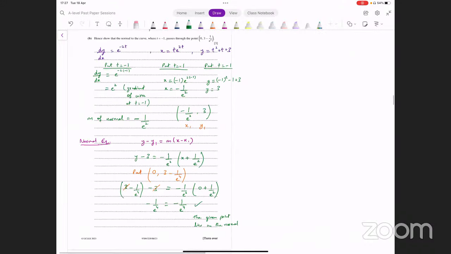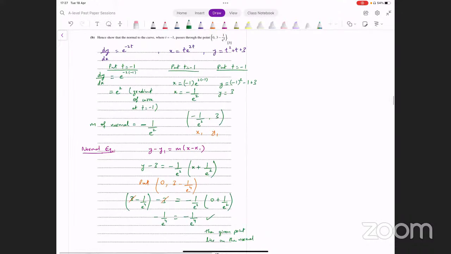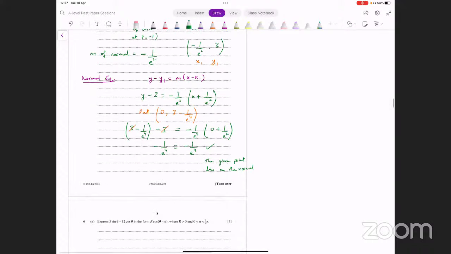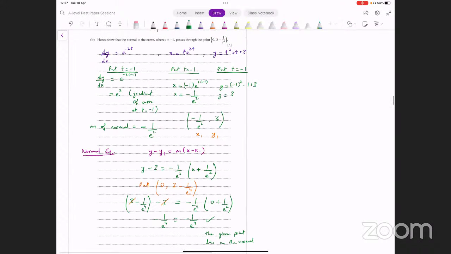Normal की equation निकाली, normal के अंदर फिर आपने वो point input कर दिया. Since it satisfies the equation, that means that it does lie, the normal does pass through that point. Okay, that was question number 5 from this paper.